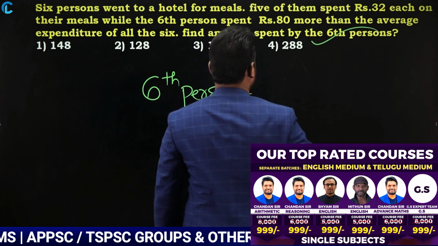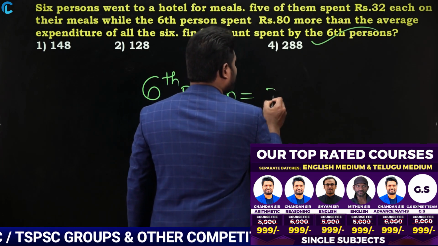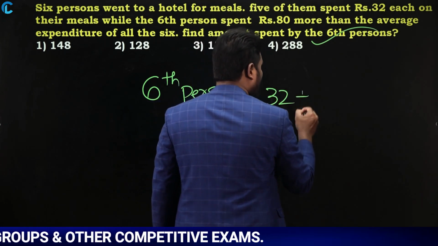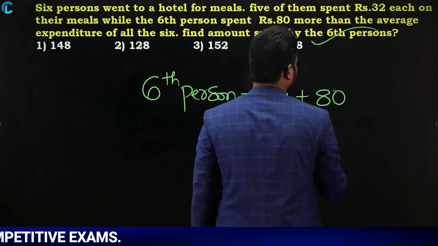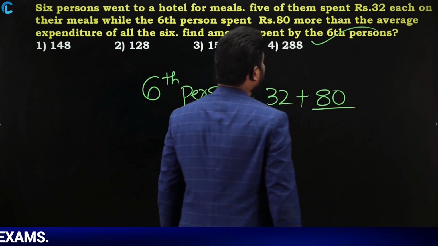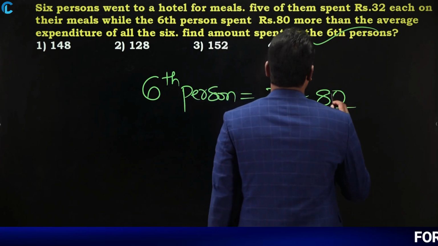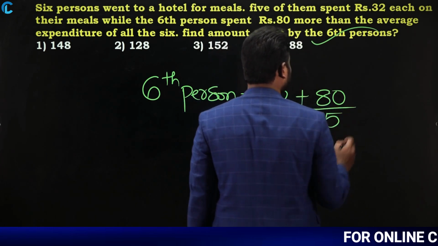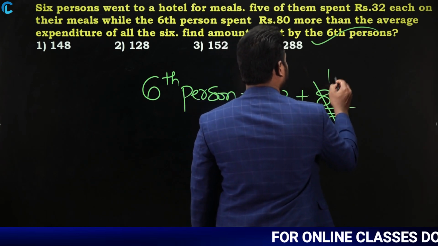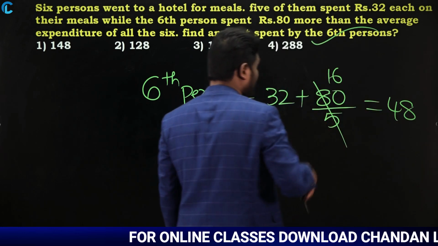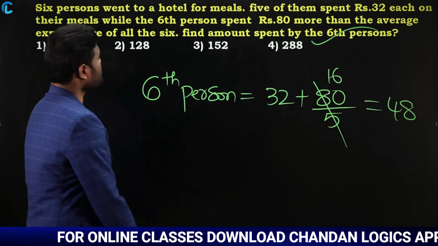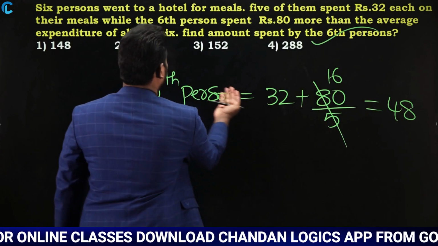The amount spent by the 6th person is going to be how much? 32 was the initial average. Now what happened? This fellow has spent 80 rupees more. As this fellow has spent 80 rupees more, now what should happen? This 80 has to be distributed among all the 5. So 80 by 5 is nothing but 16. Now average is going to be 48. If average is 48, our question is what? Our question is to say how much amount was spent by the 6th.